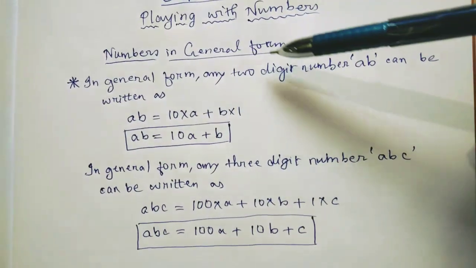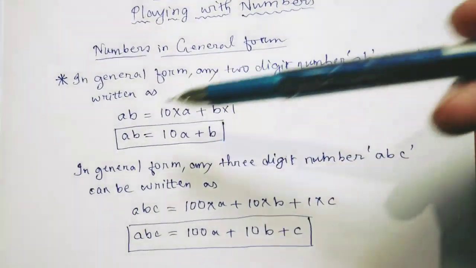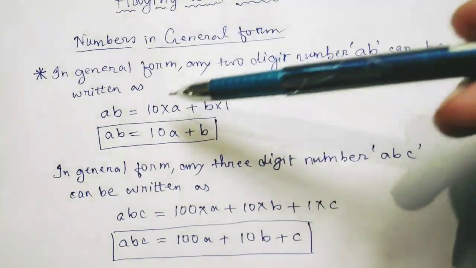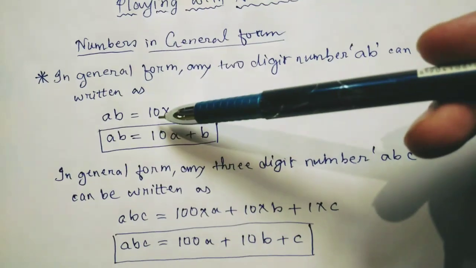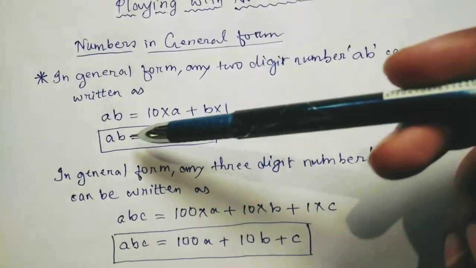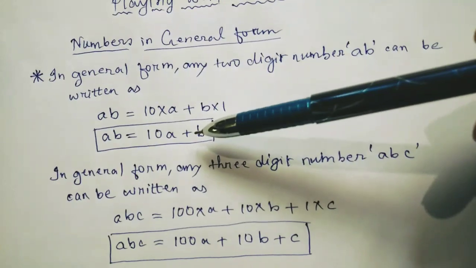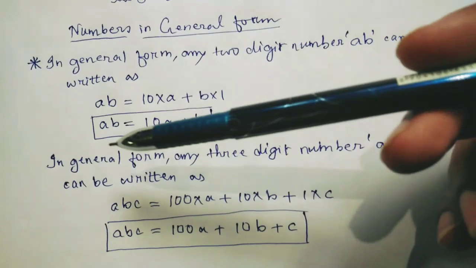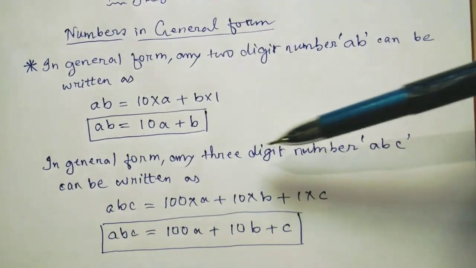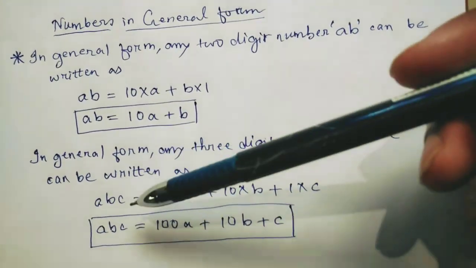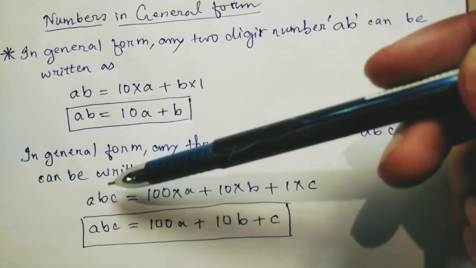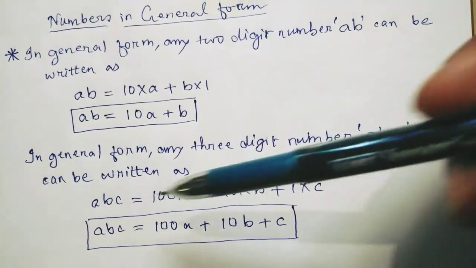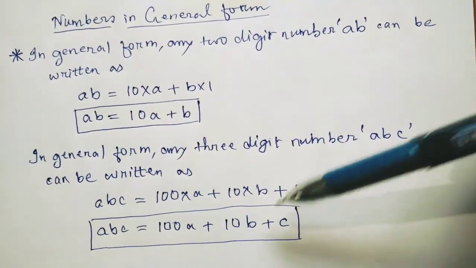In general form, any two-digit number AB can be written like this: AB equal to 10 into A plus B into 1. Why 10? Because A is in tens place and B is in ones place. So when you multiply this, AB equal to 10A plus B. This is very important. You can say it is a formula or a technique. Next, in general form, any three-digit number ABC can be written as 100 into A, because A is in 100 place, B is in tens place, and C is in ones place. So ABC equal to 100A plus 10B plus C.